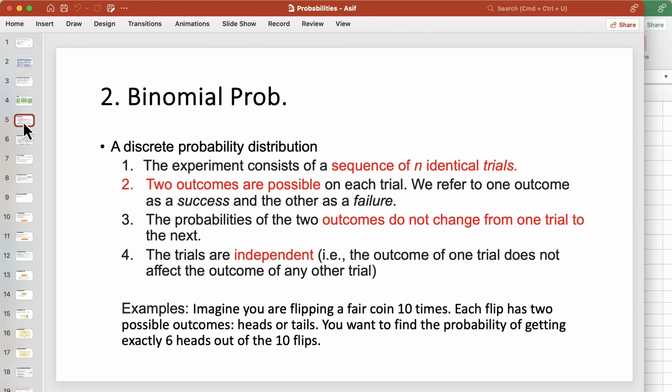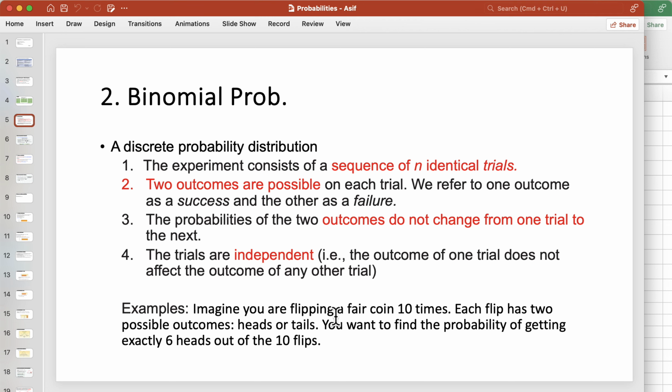The next one is binomial probability. Binomial probability is also about discrete variable. For example, if you flip a coin 10 times and you are interested in determining the probability that there will be 6 heads or 6 tails when you flip it 10 times, that type of probability is called binomial probability.